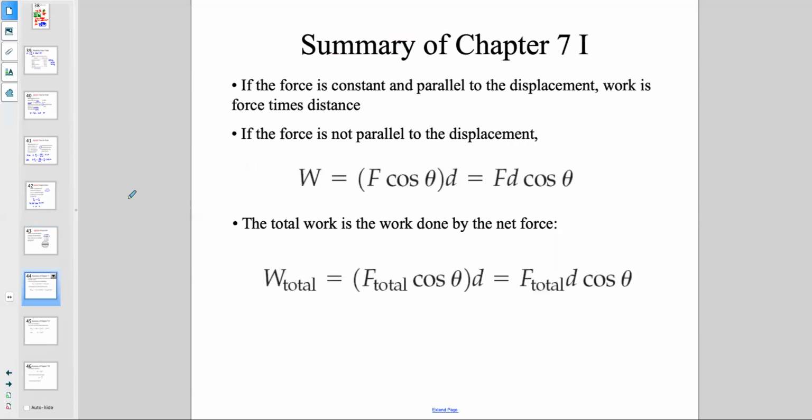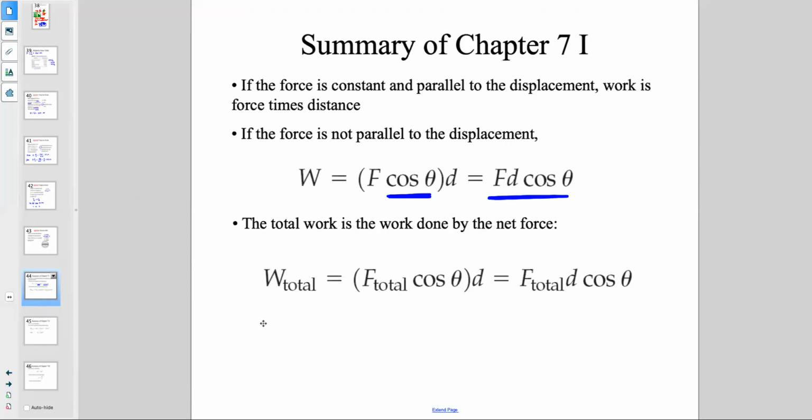So let's take a look at the summary. If the force is constant and parallel to the displacement, work is force times displacement. If the force is not parallel to the displacement, then there is a cosine involved, or F d cosine theta, as we know. The total force would produce the total work for us.